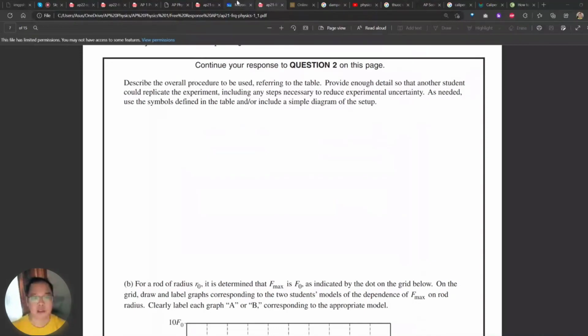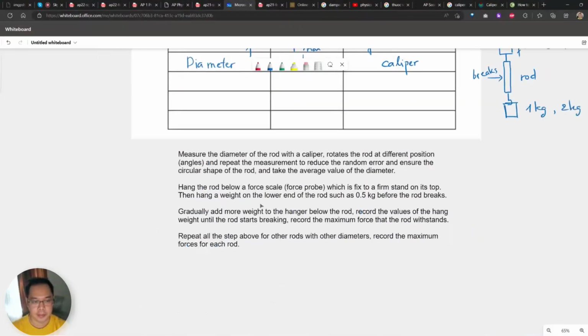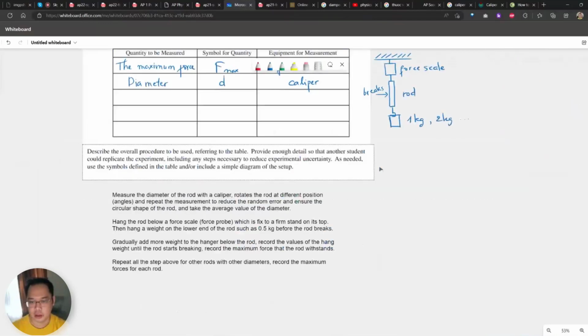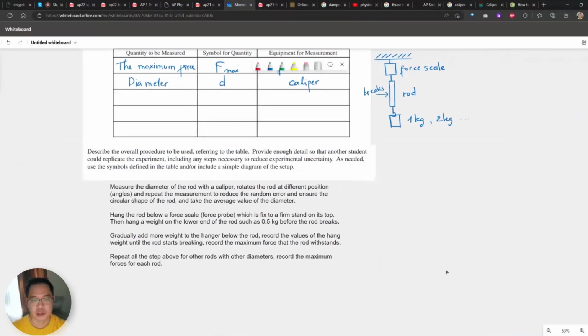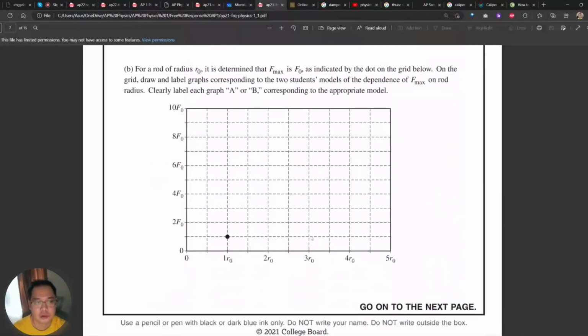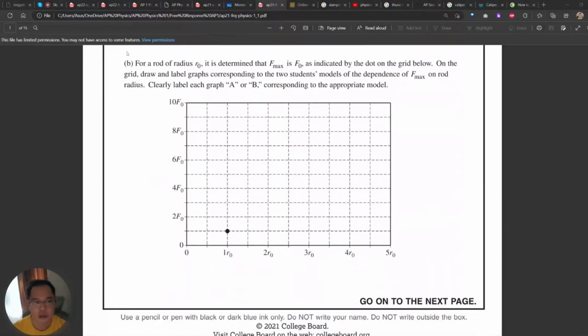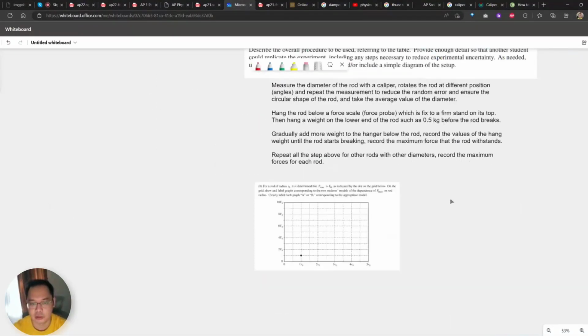Now moving on to question B. For the rod of radius R0, it is determined that Fmax is F0 and indicated by the dot on the grid below. On the grid, draw and label the graphs corresponding to the two students' models of dependence of the maximum force on the rod radius. Clearly label the graphs A and B for the two students. This question is not very difficult, pretty simple actually.